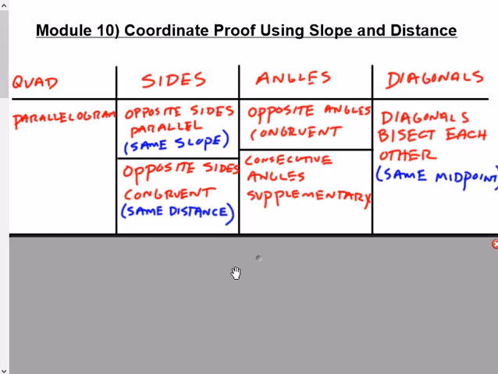Some information about the angles. We know that opposite angles in a parallelogram are congruent. We know that consecutive angles are supplementary. For the diagonals of a parallelogram, they bisect each other. So if I were to put this on a coordinate plane, because they bisect each other, they should share the same midpoint. The point in the middle should be the same for both of them.